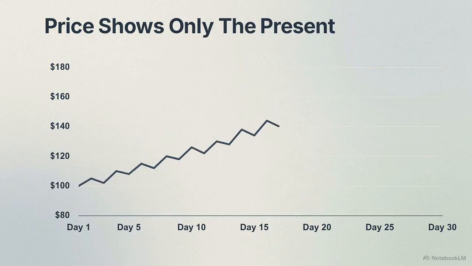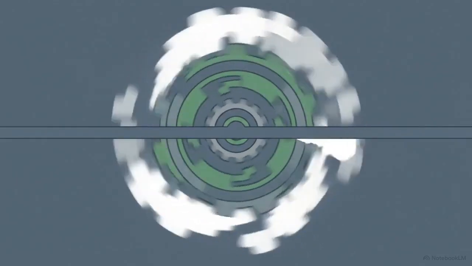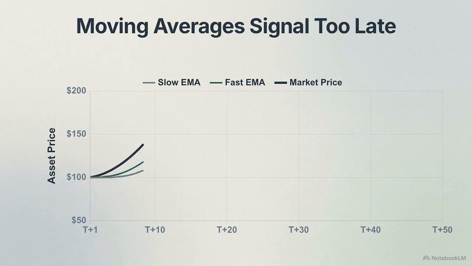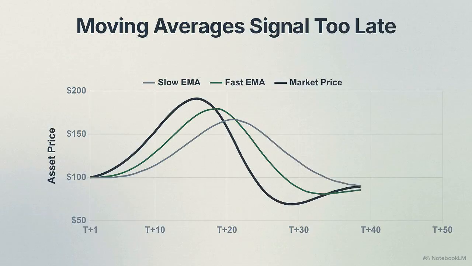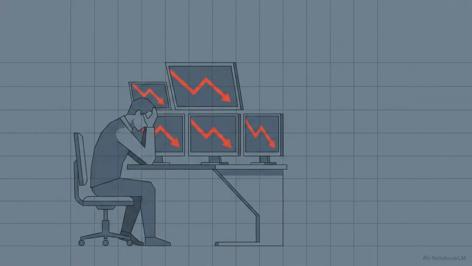Price only tells you where an asset is right now. It tells you absolutely nothing about how much energy is left in the tank to keep pushing it higher. To fix this, many people turn to standard indicators, like waiting for two moving averages to cross. The problem is, these are lagging signals. By the time a traditional moving average crossover confirms a trend is reversing, the price has already plummeted. Relying on these late signals forces you to buy in at terrible prices.